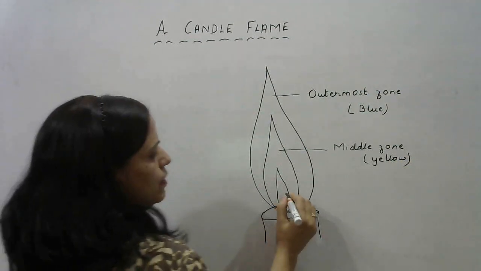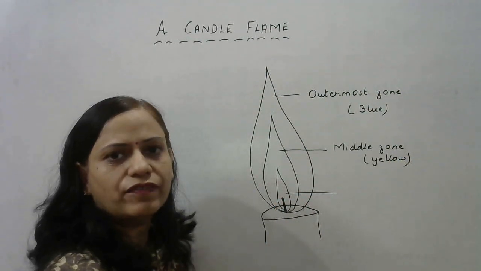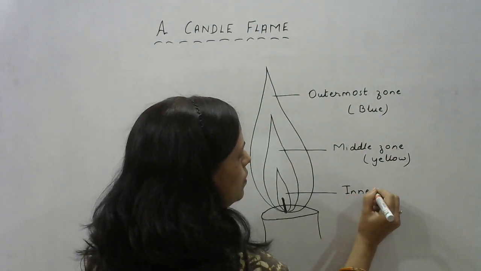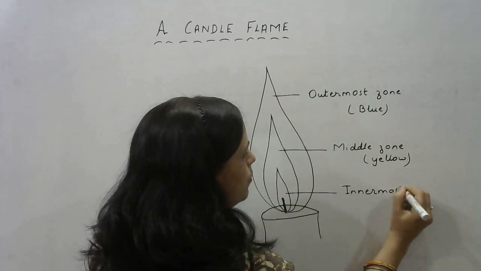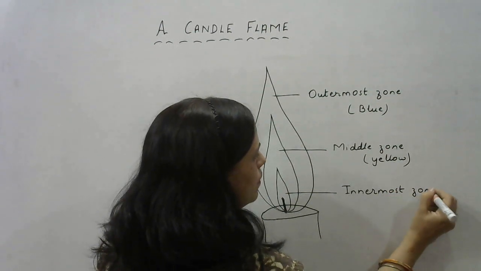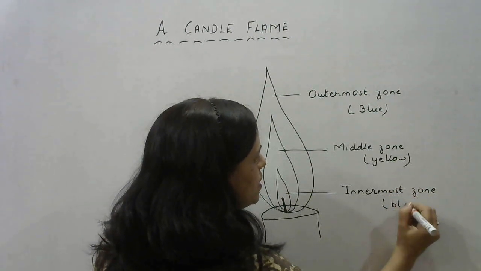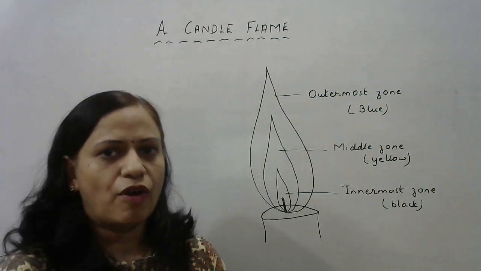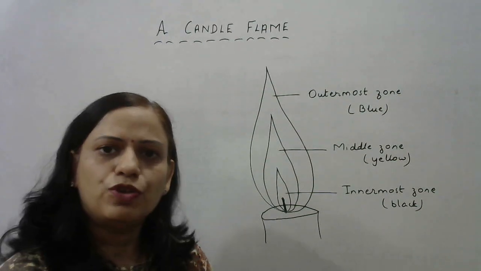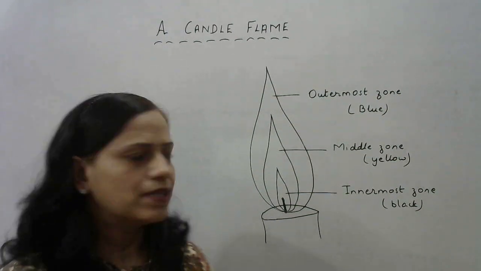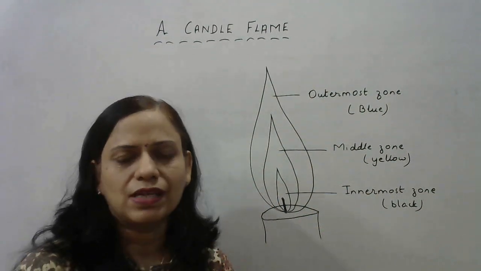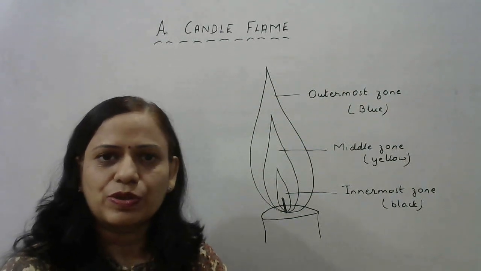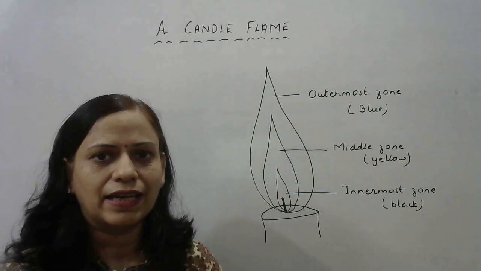And just next to the wick of the candle is the innermost zone, and the color here will be black. So if you observe the flame of a candle very carefully, you will be able to easily observe all the three zones by observing their respective colors. So these are the three zones of a candle flame.